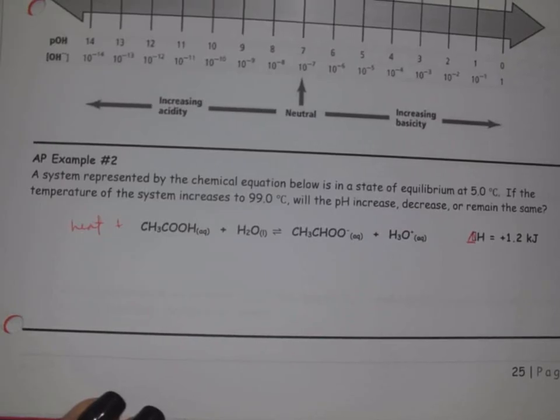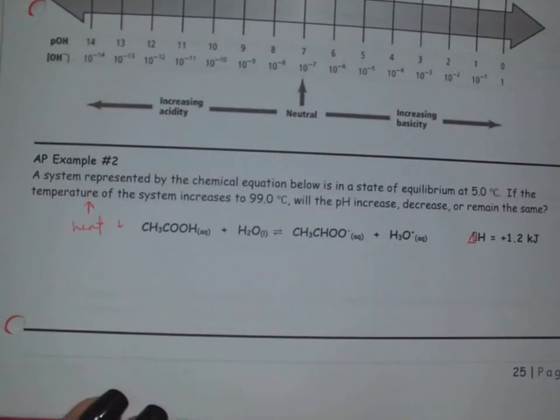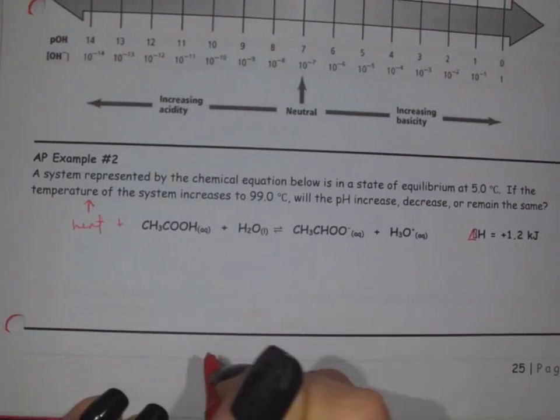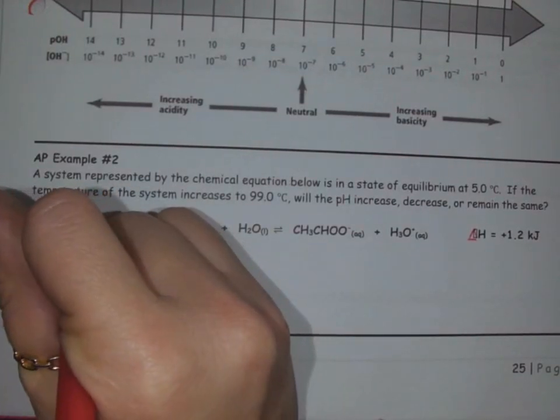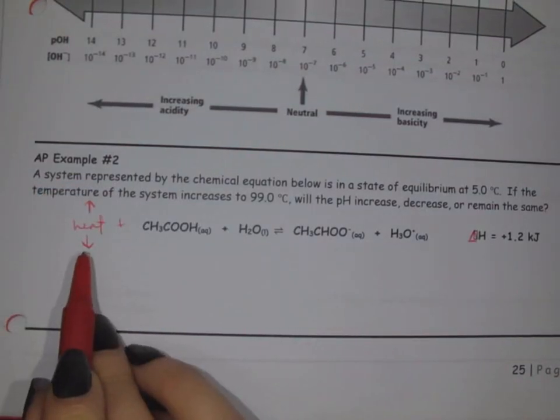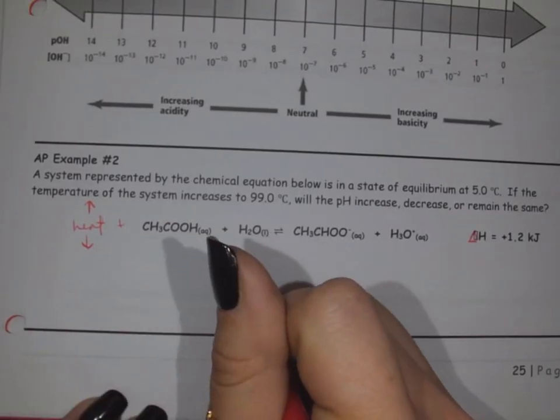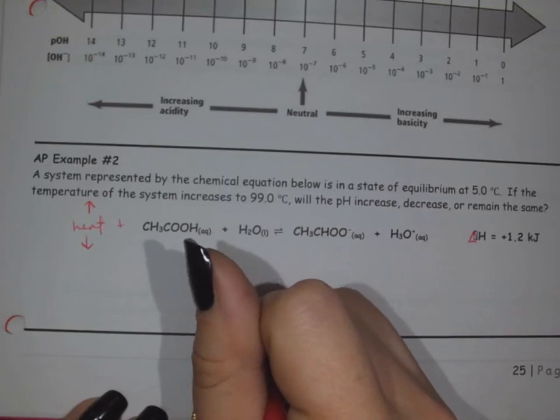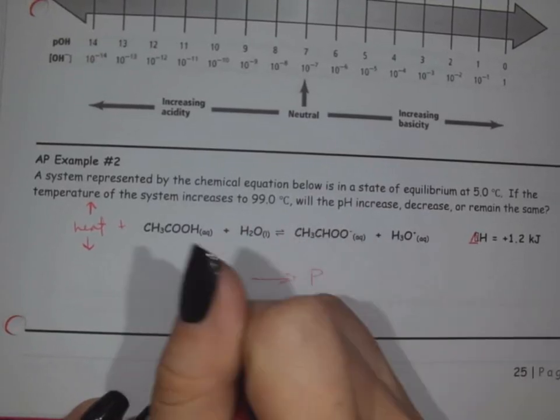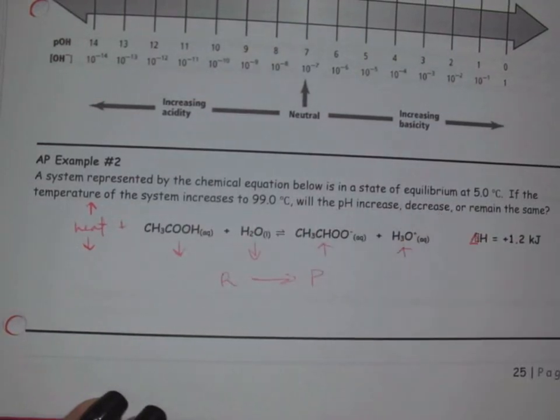So I increase the temperature. I go from 5 degrees Celsius, and I put this on a hot plate, and I increase it until 99 degrees Celsius. So that means the stress is an increase in the heat, and the reaction responds by decreasing heat. Okay, great. Now, if we want to decrease heat, and heat is a reactant, that means that we need to favor the forward reaction. We need reactants turning into products, because that would decrease reactants and make products.